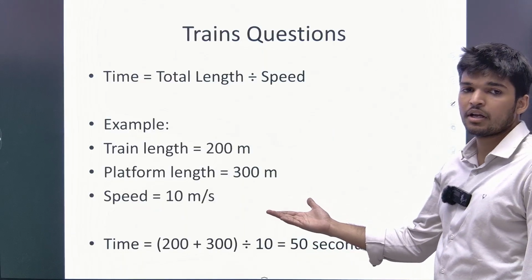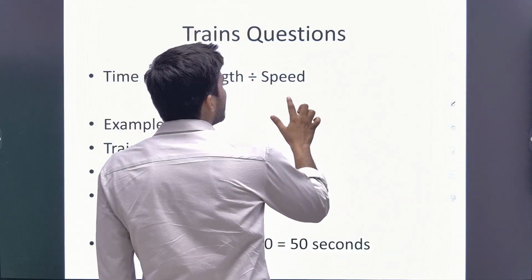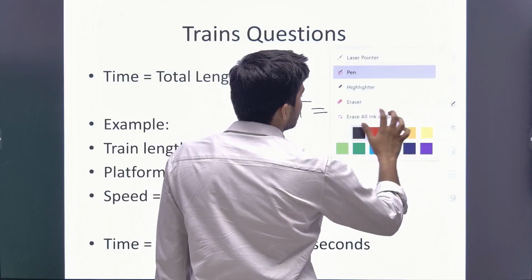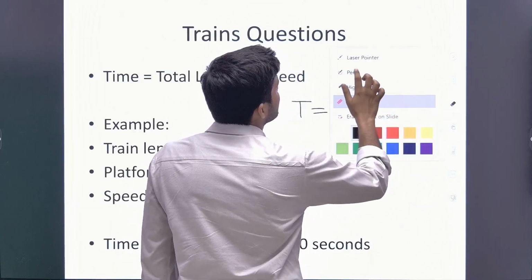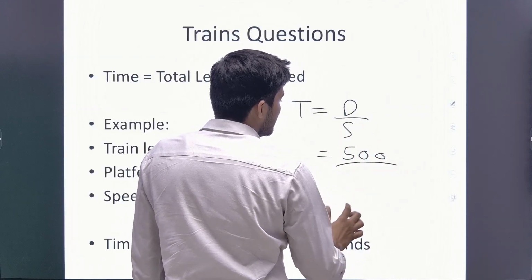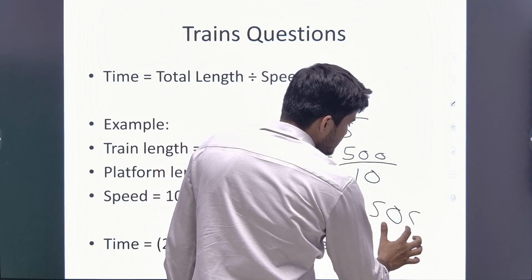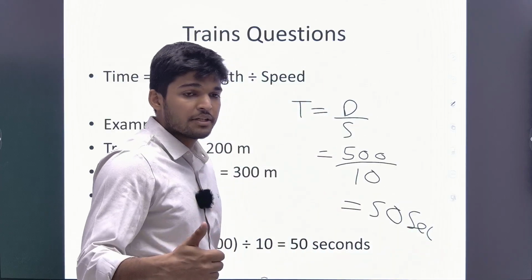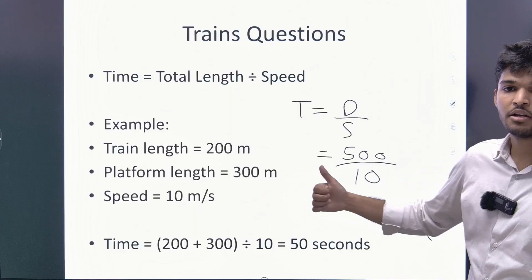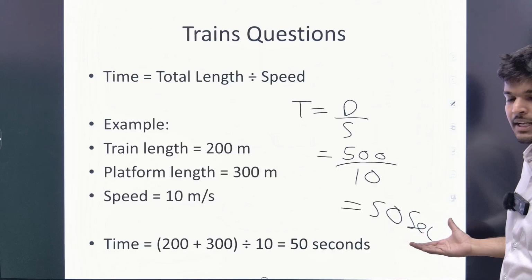The speed has been given, which is equal to 10 meter per second. So the time which the train will take, time equals distance upon speed. I meant speed, but I wrote time. Distance upon speed will be equal to 500 divided by 10, which will be equal to 50 seconds. The length was in meters and the speed is in meter per second. So the time which will come would be in seconds.